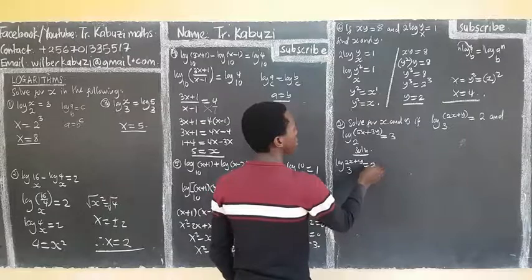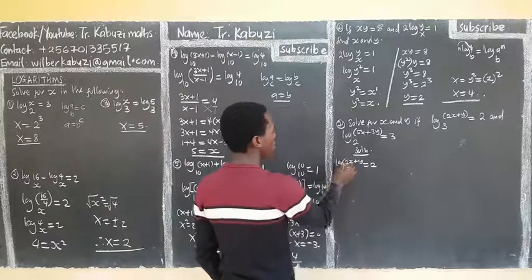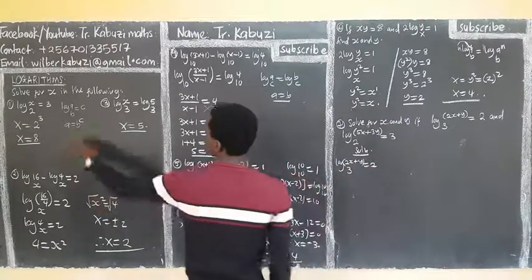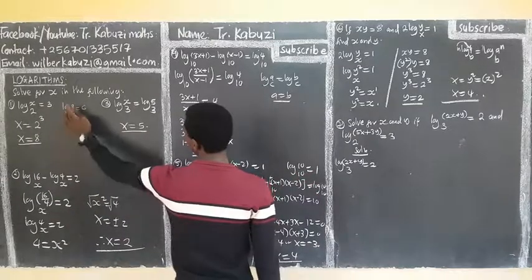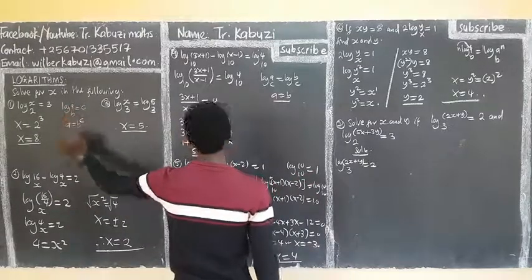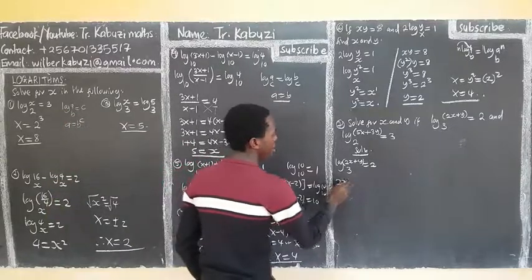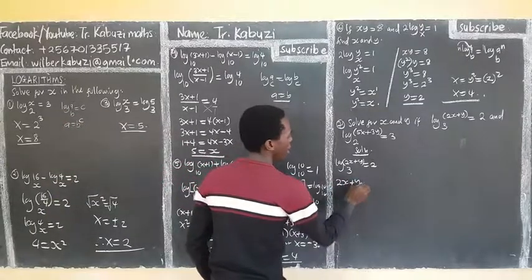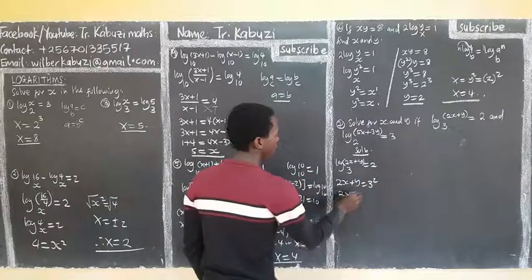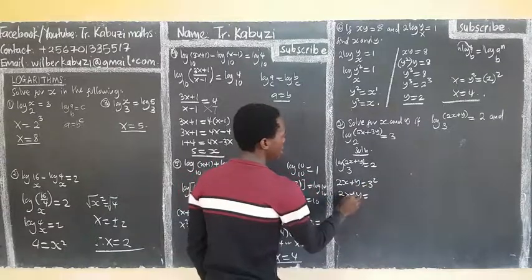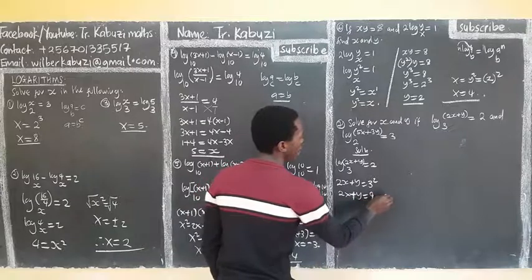It is equal to 2. It means I'm going to have to use this property here. Log to base b is equal to this, the same as we get this equal to this power this. So this will be 2x plus y equal to 3 to the power 2. This will be 2x plus y equal to 9, equation 1.